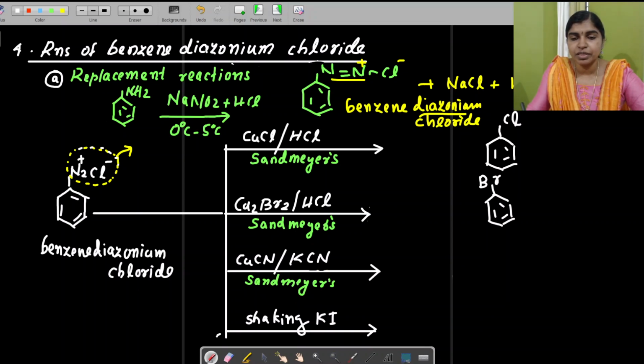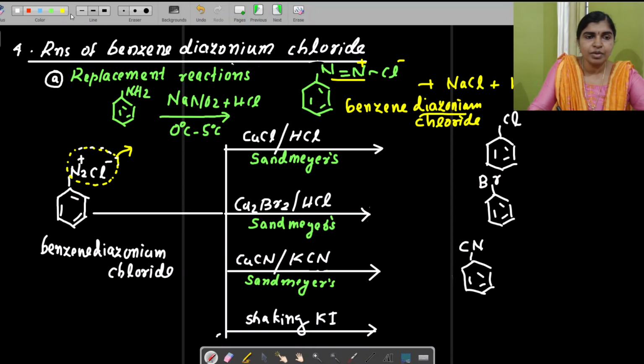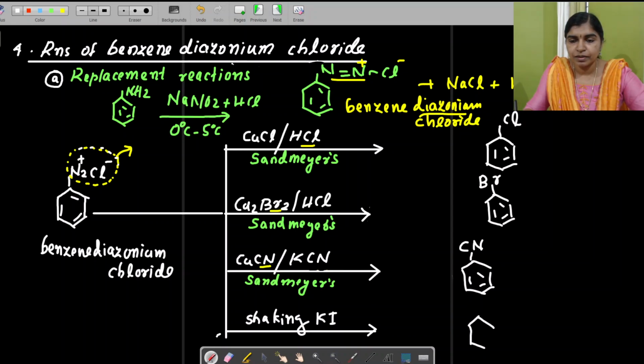So you'll get bromobenzene. If it reacts with cuprous cyanide and KCN, what will be the product we get? Again N2Cl is replaced by the CN group. Notice all the replacements here. Here chlorine is substituted, here bromine is substituted, then from here CN is substituted. Then look at the next reaction. When it is shaken with potassium iodide, it forms an iodo derivative.